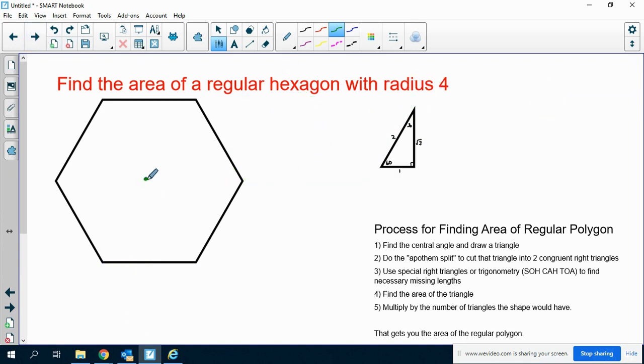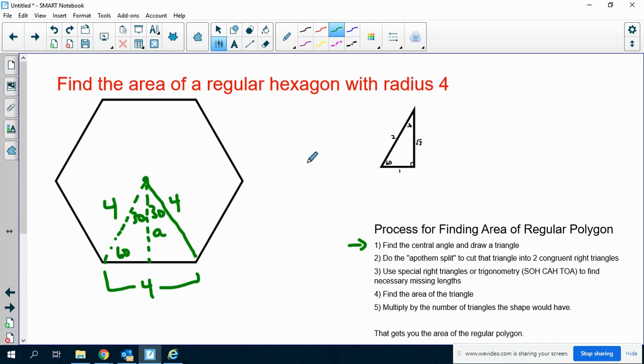Radius 4 in a regular hexagon. So the radius is 4. Find the central angle. Do the apothem split. So 60 divided by 2 gives me 30. If this is 4, this whole length is 4 because remember, this is an equilateral triangle that I'm finding. So I have a 30, 60, 90 triangle. My main objective is to get the apothem.